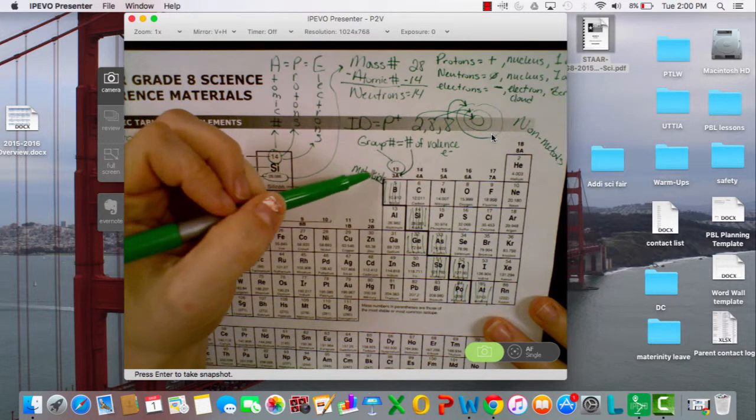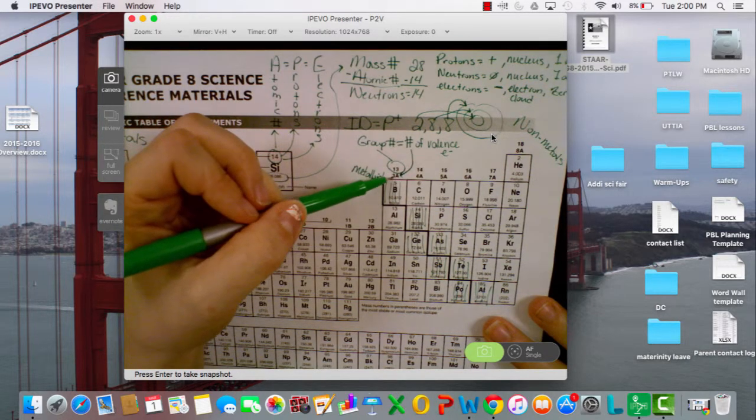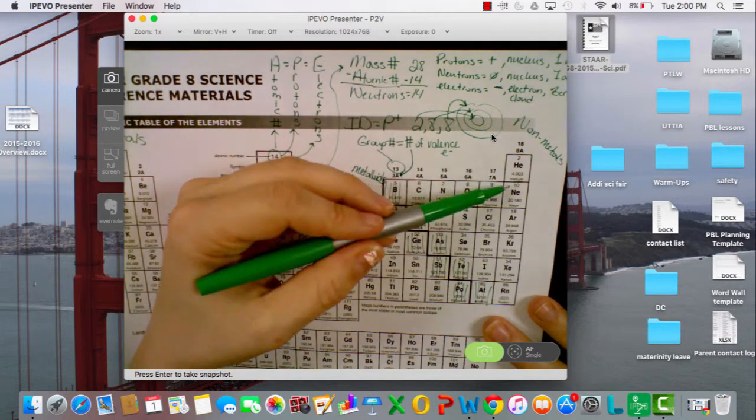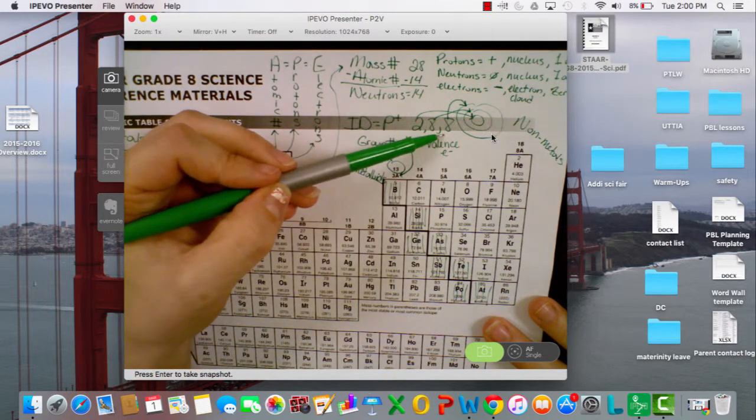So let's go over this real quick. So group 13 will have 3 valence electrons. Group 14, 4, 15, 5, 16, 6, 17, 7, 18, 8. Why no more? Because remember, we can't go higher than 8.